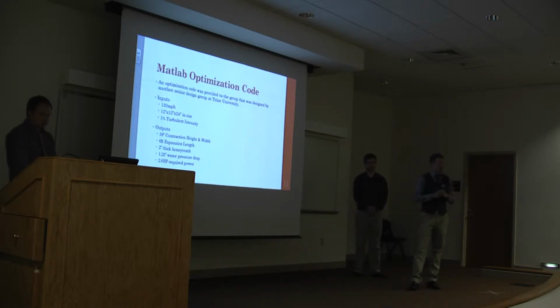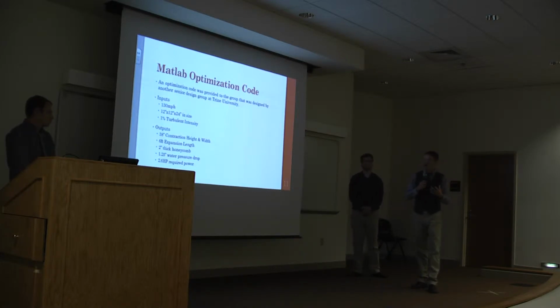Chose a 1 foot by 1 foot test section to be able to mount various things. Didn't want it too small. This was kind of mainstream, a 1 foot by 1 foot test section for different lab experiment wind tunnels. And then a 1% turbulent intensity was the lowest that the MATLAB code allowed. So we wanted it as low as possible.